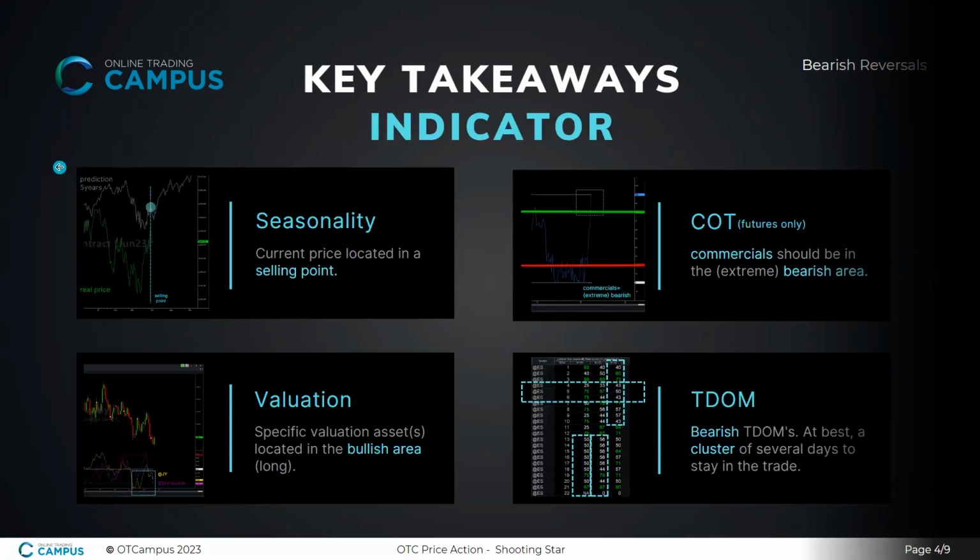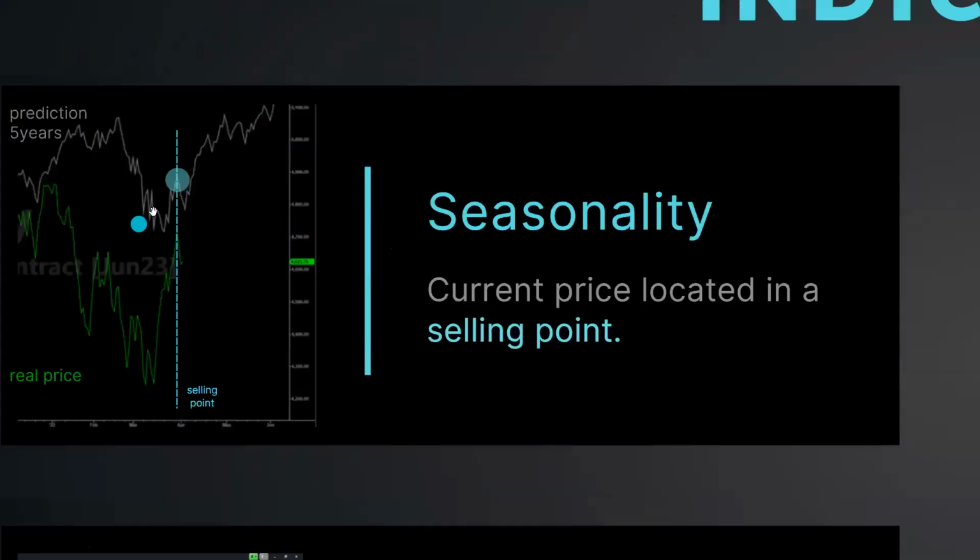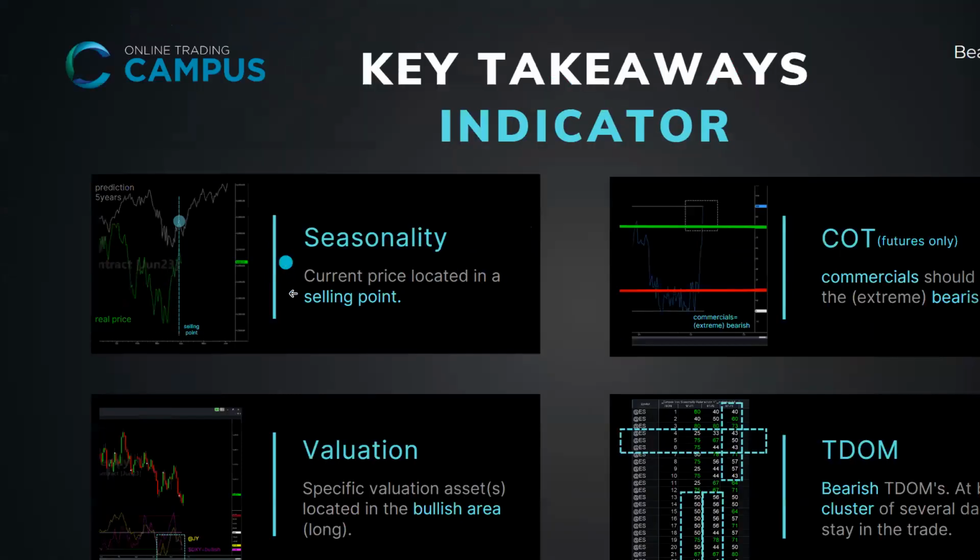Let's go to the key takeaways indicator for the shooting star. Here we will use the S&P 500 ES asset to explain the shooting star. And you see here the seasonality is around this selling point, guys. Look at this, it's the 5-year seasonality prediction. You see this is a top, and then we expect prices dropping. Here in seasonality, the current price is located in a selling point, and this is a selling point. That's the best of the best, right?